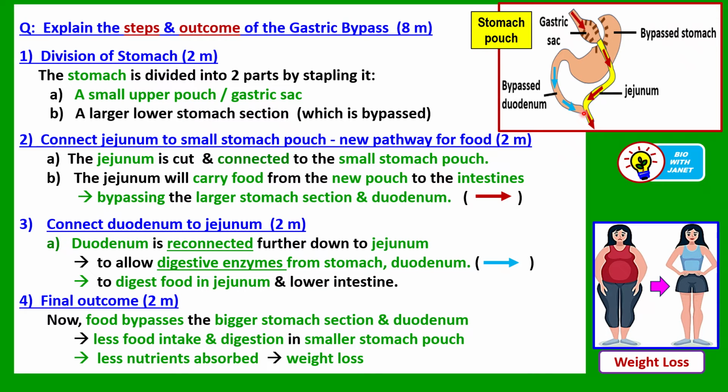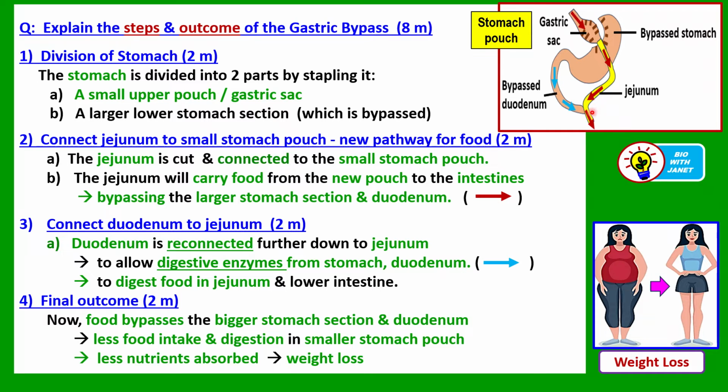Duodenum is reconnected further down to the jejunum to allow the digestive enzymes from the stomach and the duodenum to flow into the jejunum and to digest the food in the jejunum and lower intestine. So these juices are not wasted. Okay, they are passed down.